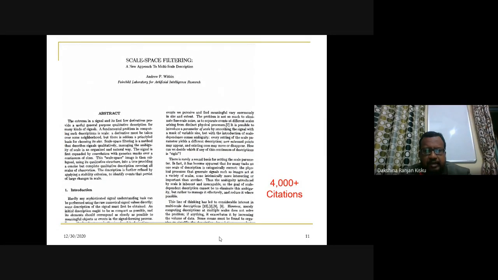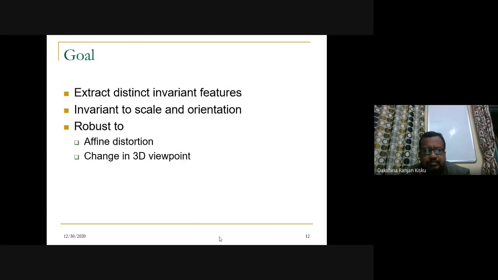Another paper was published by Witkin in 1983, scale space filtering. Okay, so this is the paper from which the scale space concept began. That means Witkin was the person who first introduced the concept of scale space. So this is the paper which was published in 1983, scale space filtering, and it has got more than 4,000 citations.